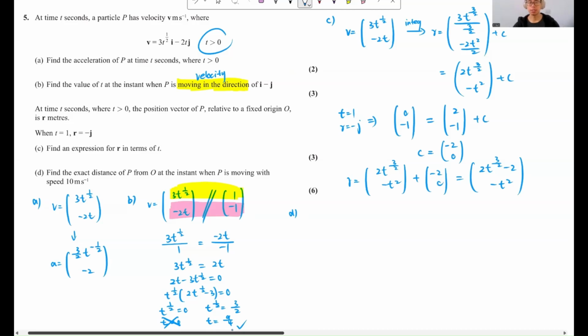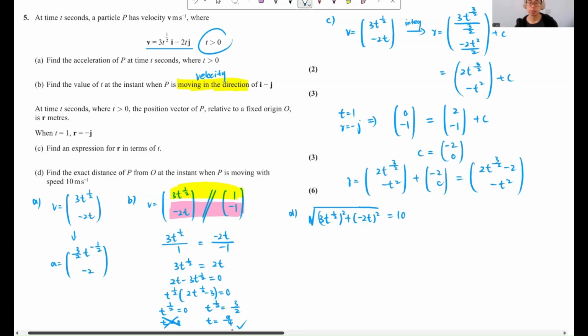So speed is the magnitude of the velocity. So we have the velocity vector. So you just have to find the magnitude and then that's equal to 10. So the magnitude is very simple. All you have to do is just square root of the i component, so 3t to the power half squared, and then plus the square of the j component, negative 2t. And then that's equal to 10.